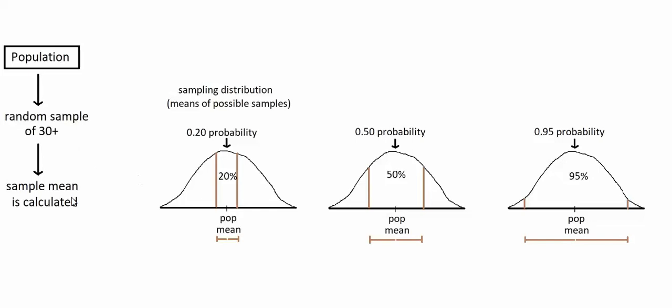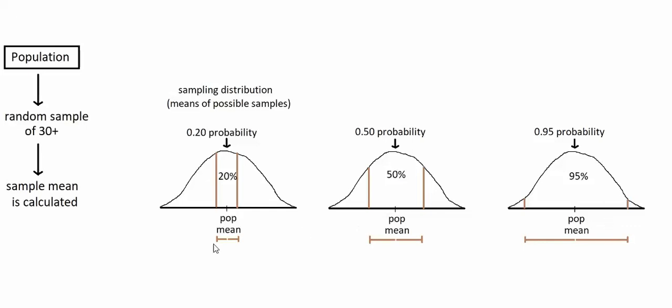So in this situation, there is a 50% chance, or a 0.50 probability, that the sample mean will fall between these two boundaries and end up somewhere in the middle 50%. And these two bars are the 50% margin of error. That's the 50% margin of error, and this is also the 50% margin of error. There is a 0.95 probability of the sample mean ending up somewhere between this boundary and this boundary, and this is the 95% margin of error, and this is also the 95% margin of error.